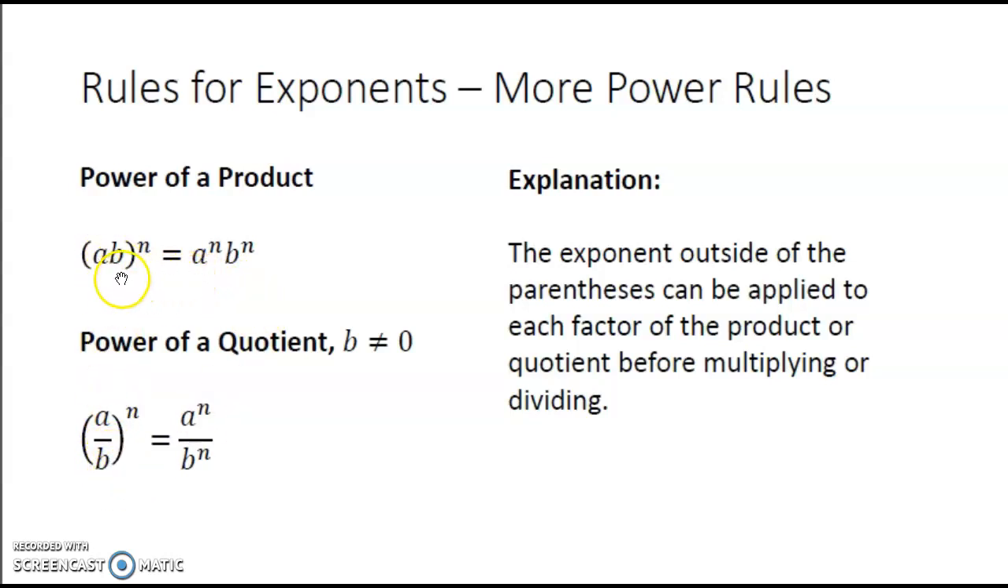So in the product case, instead of a, b raised to the nth power, we can raise a to the nth and then multiply that by b to the nth. In the case of the quotient, instead of a divided by b to the nth power, we could write a to the nth divided by b to the nth. So it just changes the order of the operations. On the left-hand side of both of these equations, you would do the multiplication or the division first and then apply the exponent. But on the right-hand side, that order switches. So on the right-hand side, we apply the exponent, then multiply, and in this case, we would apply the exponent and then divide.